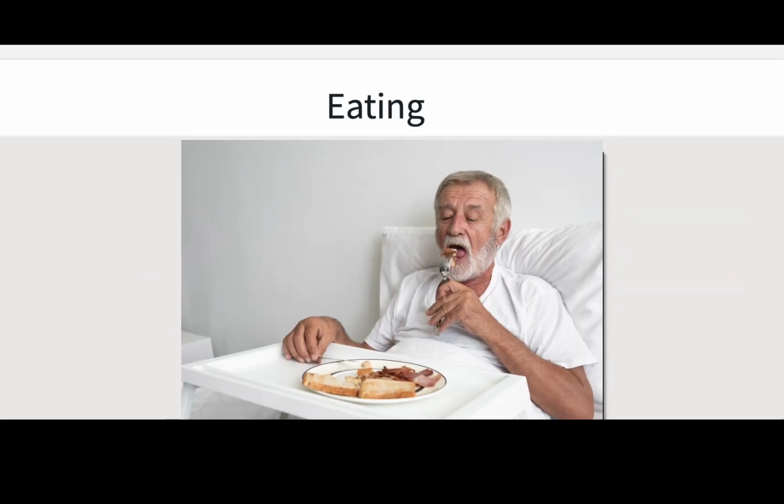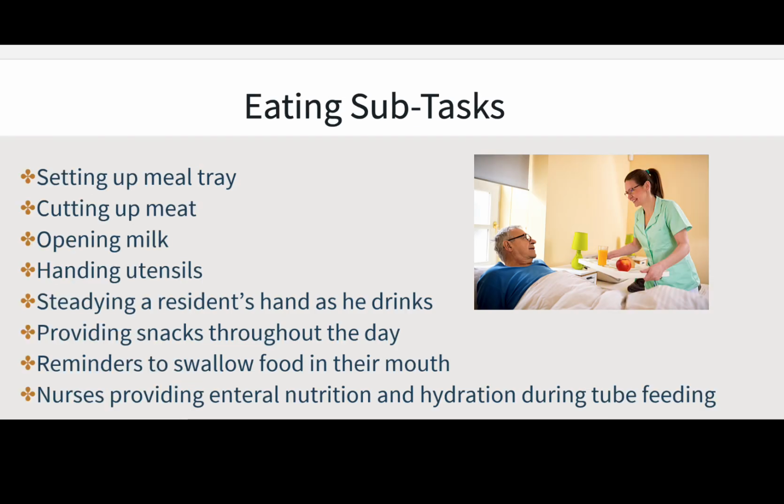The next subtask is eating. Eating involves how the resident eats or drinks regardless of skill. So eating and drinking can include the intake of nourishment by other means, such as through a tube feeding or through IV. Now let's look at the subtasks for eating. Setting up a tray, cutting meat, opening the milk, handing utensils, steadying a resident's hand as he or she drinks, providing snacks throughout the day.